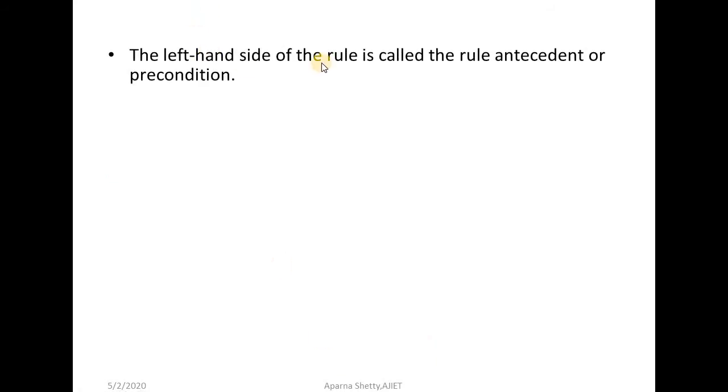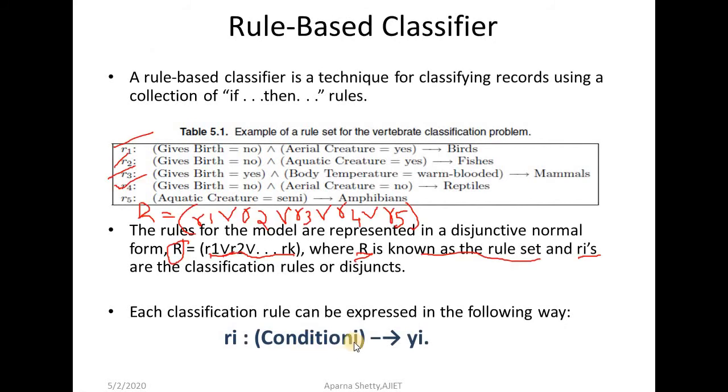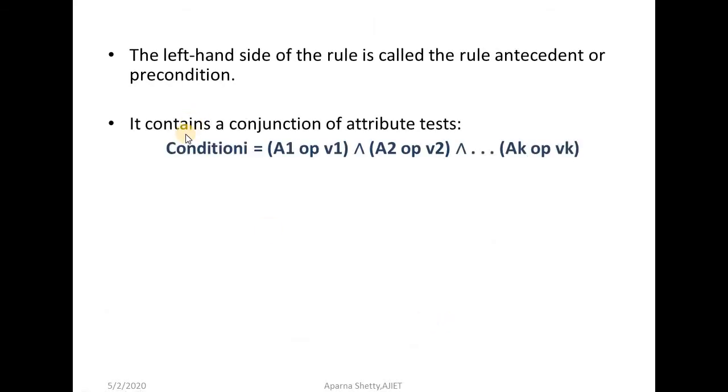The left hand side of the rule is called the rule antecedent or precondition. So here in this rule, the left hand side is condition i. It is called the rule antecedent or precondition. And yi is the right hand side of the rule. The left hand side contains a conjunction of attribute tests.